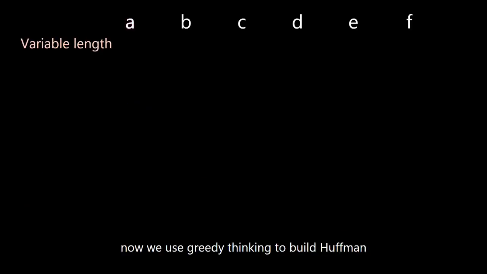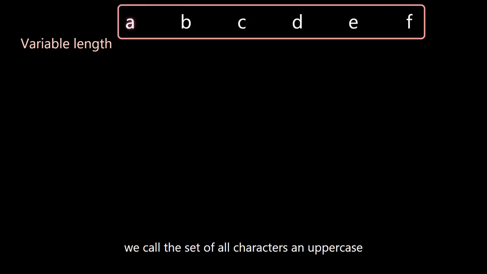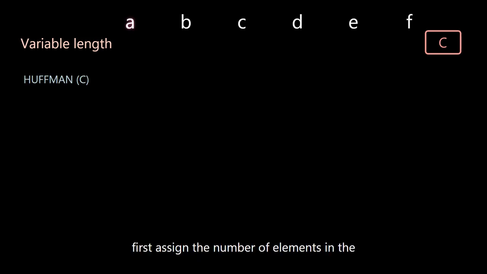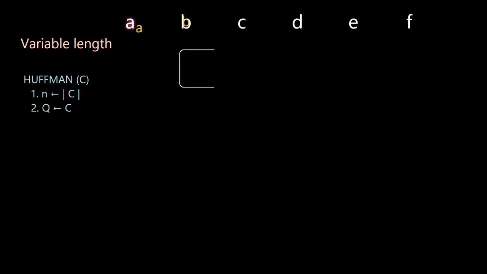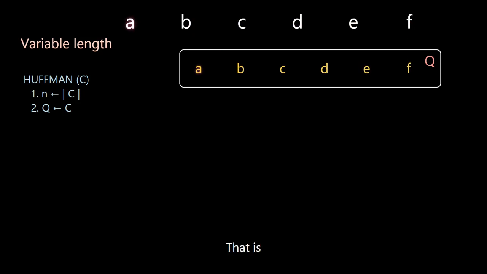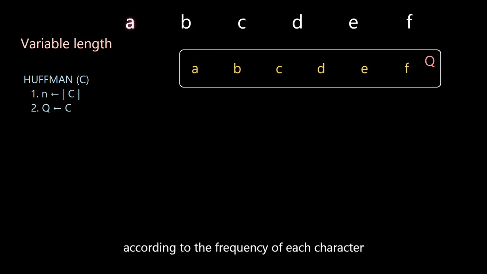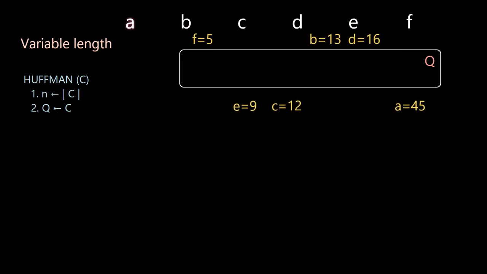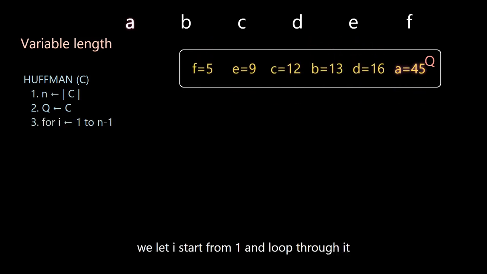Okay, now we use greedy thinking to build the Huffman code. First, we call the set of all characters C. According to the source code of the algorithm, first assign the number of elements in the set C to the variable n, which is 6. Then, all the current characters are added to the minimum priority queue, called Q. That is, in this queue, according to the frequency of each character, we always keep the order from smallest to largest. Next, we let i loop from 1 to n-1.